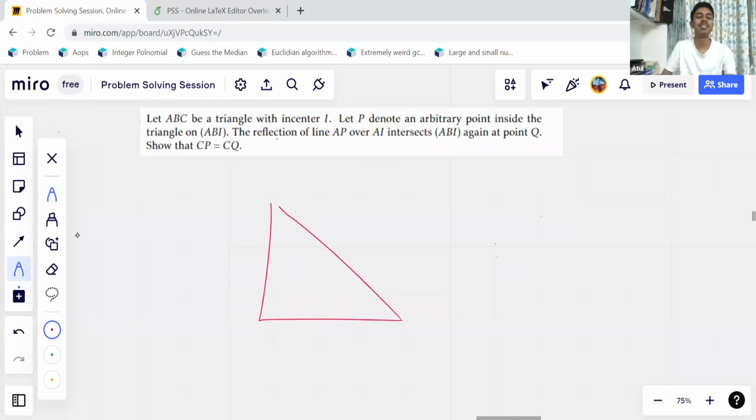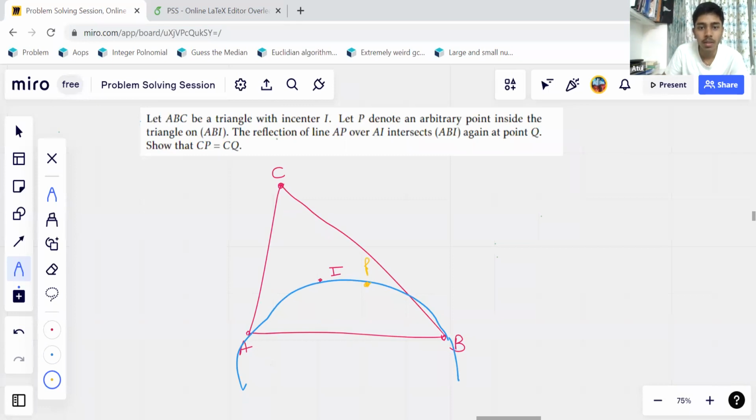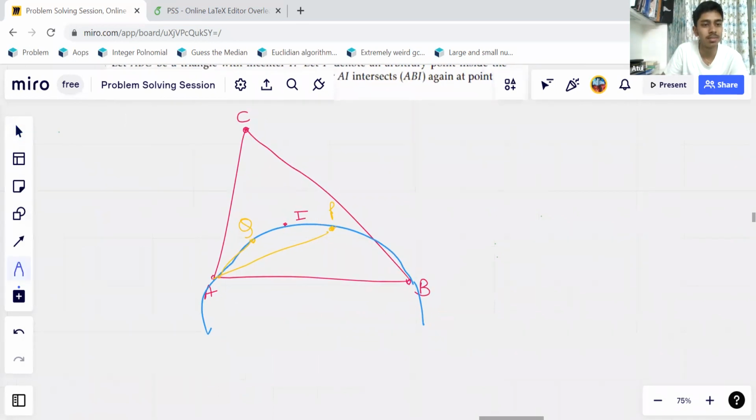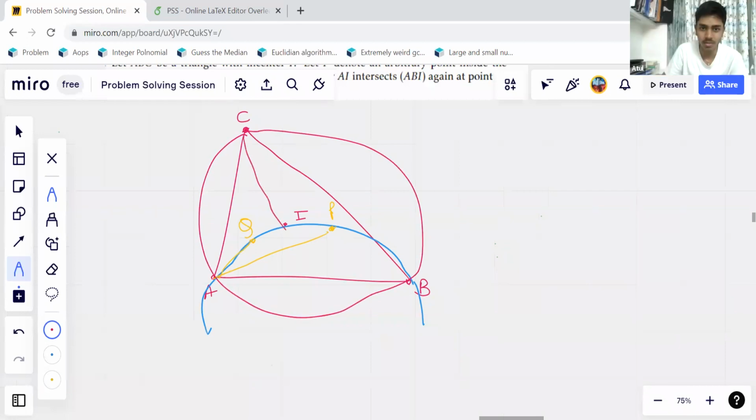Triangle ABC. Oh, it's C-centered. C, A, B, I. Reflection of AP over AI. Isn't this just done? You want CP equal, okay. Yeah. Seems like angle chasing. No, it's not even angle chasing, it's just done.